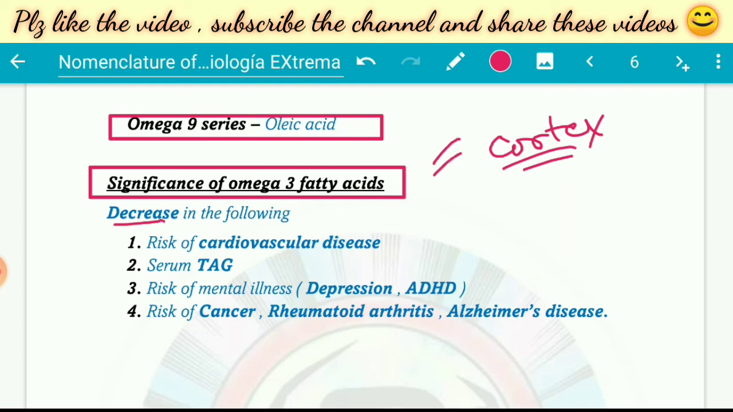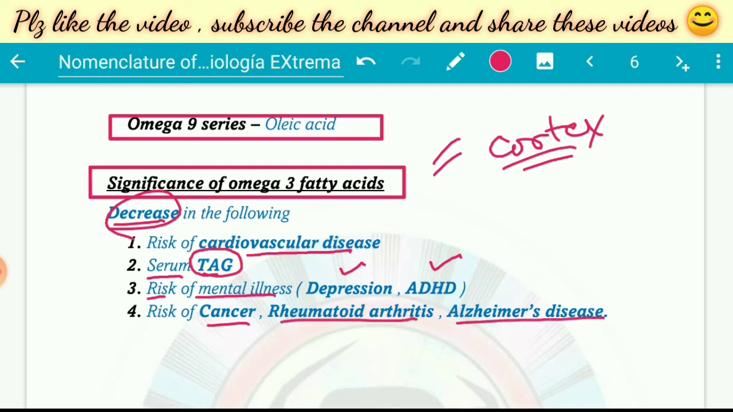It helps in decreasing the following. It decreases the risk of cardiovascular disease. It decreases serum triacylglycerides, or triglycerides. It decreases the risk of mental illnesses such as depression and ADHD. It also decreases the risk of cancer, rheumatoid arthritis, Alzheimer's disease, and so on. So omega-3 fatty acids are good.